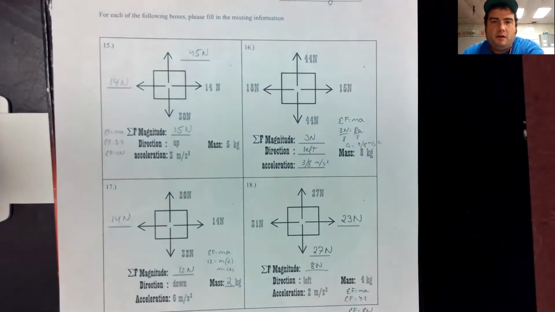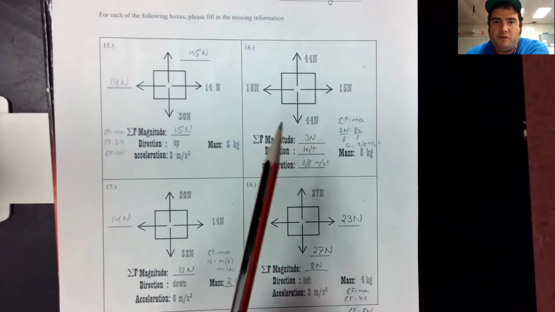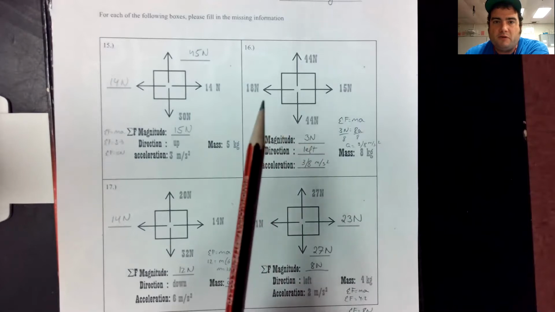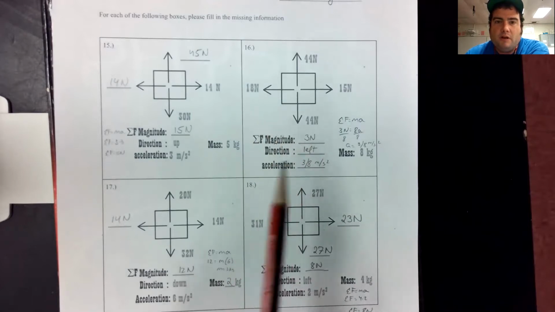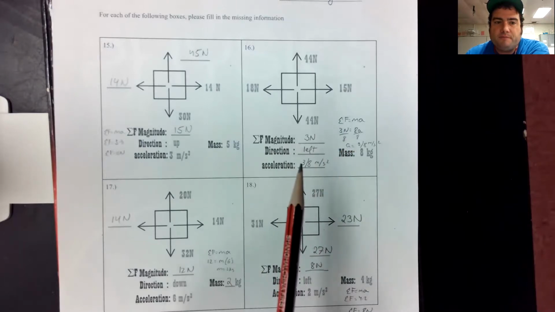Here's our answer key. So in this problem, we had to find the net force by looking at the various arrows. So we saw that we had an unbalanced force left of 3 newtons. So then we plug into sigma F equals ma, and we can solve for acceleration.